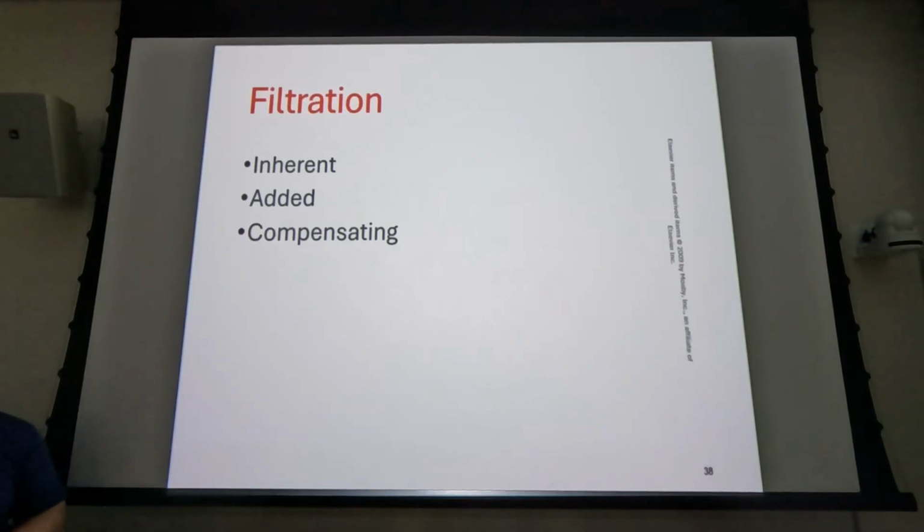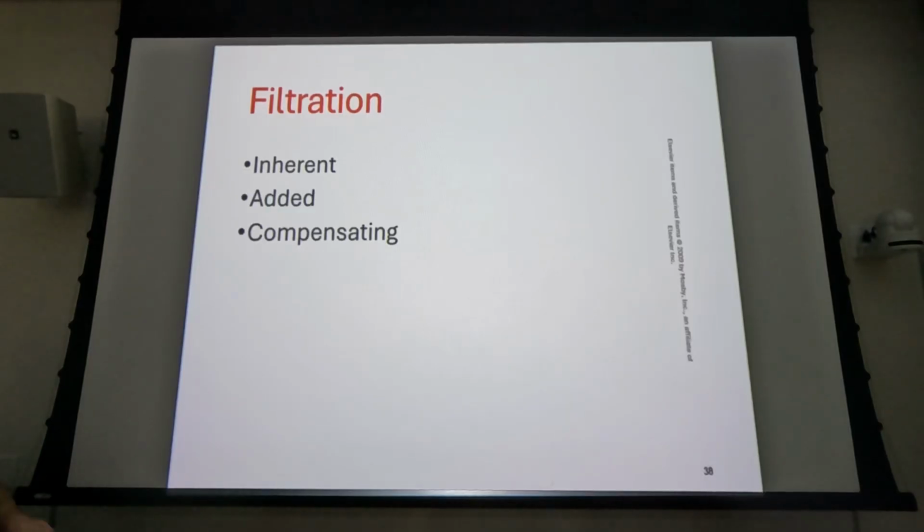So filtration, we've really got two types. I know I've got kind of three up here, but we really have two types: inherent filtration and additive filtration, and compensating filters are just a form of additive filtration. I left them in three separate categories because we have a number of different types of compensating filters that we use for different purposes.